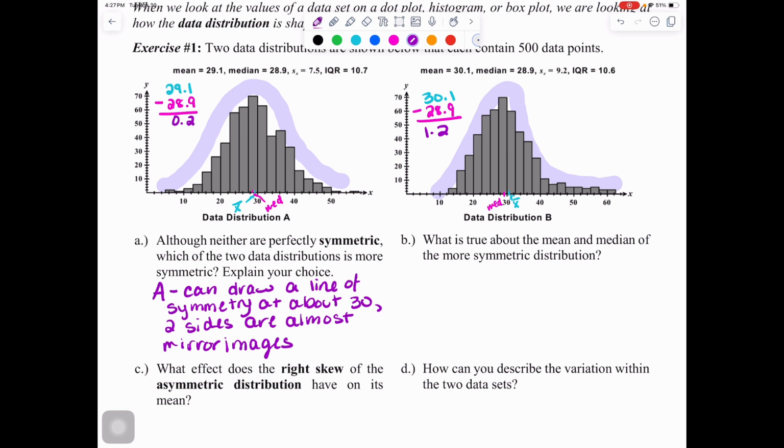So what is true about the mean and median of the more symmetric one? The more symmetric one is A. I'm seeing by doing that math that its mean and median are closer together. So the mean and median are closer together for a symmetric distribution.